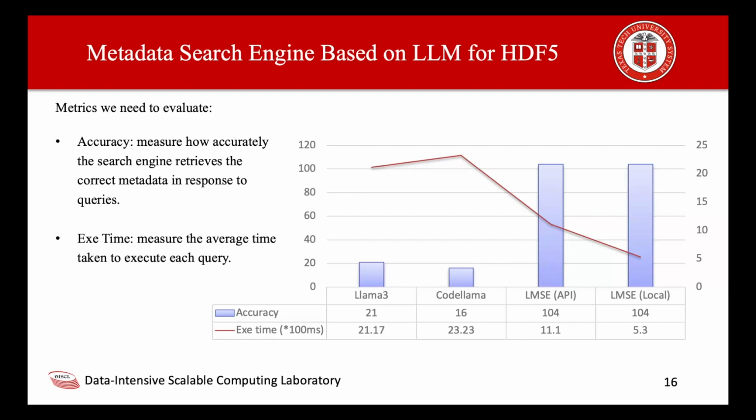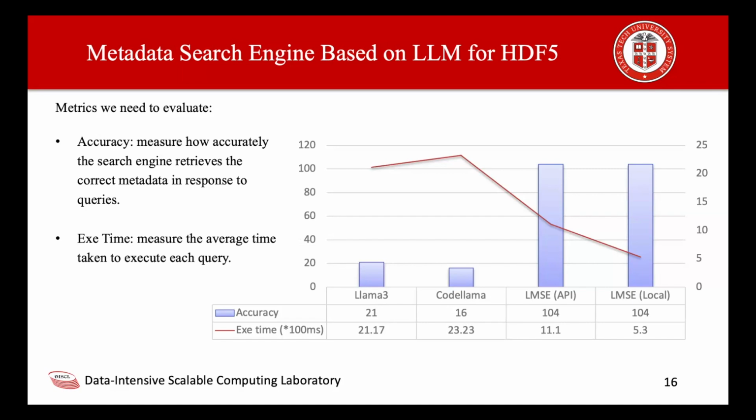Then you can see the result for accuracy. Llama 3 only printed out 21 correct answers, and Code Llama got 16 because it cannot understand the metadata structure correctly. That's why it's smaller. But our search engine has over 100 correct answers. There are only 3 wrong answers.